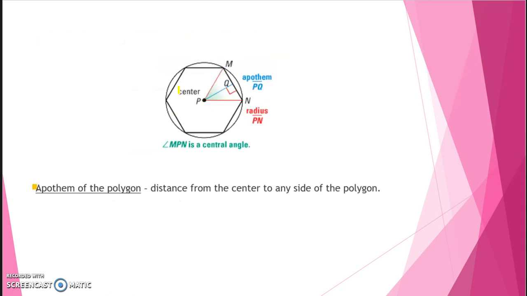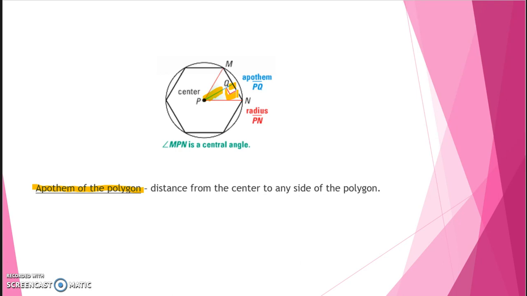The one new part in this section is called the apothem, and the apothem is a distance from the center to the side of the polygon. So your apothem starts at the center and goes to the side, and it creates a 90-degree angle right there. We're going to have to use the apothem to help find the area, which we'll talk about on the next slide. But the apothem is very, very important.